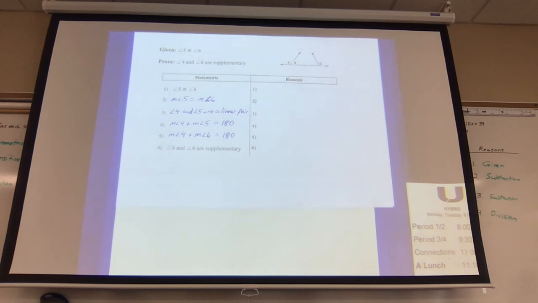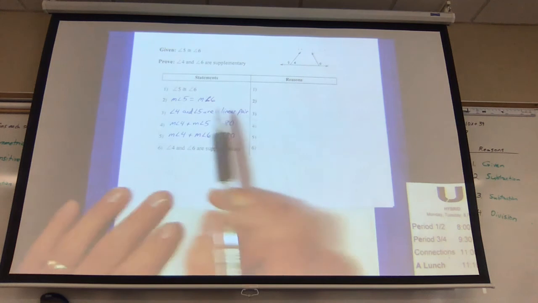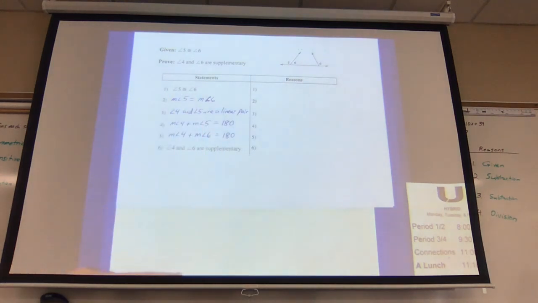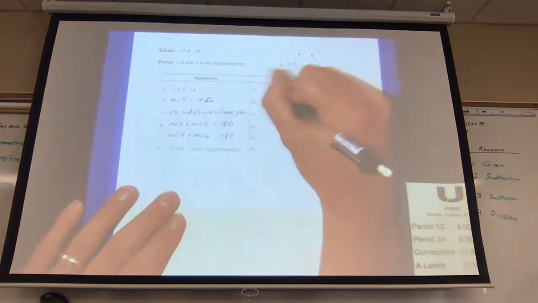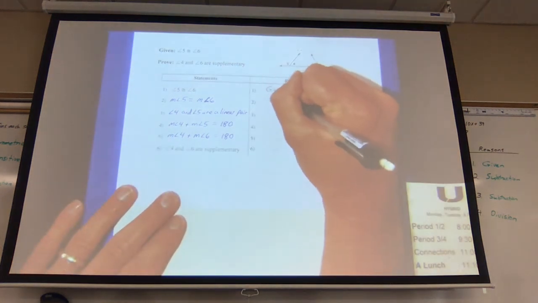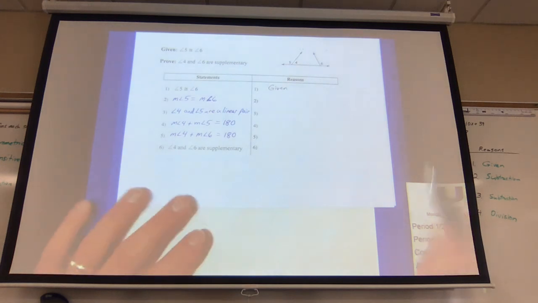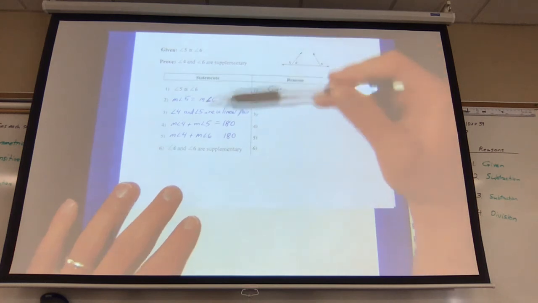All right, anybody still copying? Okay, let's finish this one off. First step, angle 5 is congruent to angle 6. Where does that come from? That is given. And like I've said, almost every single time, your first step is going to be given. Now, step 1 to step 2, we've done this a few times now.